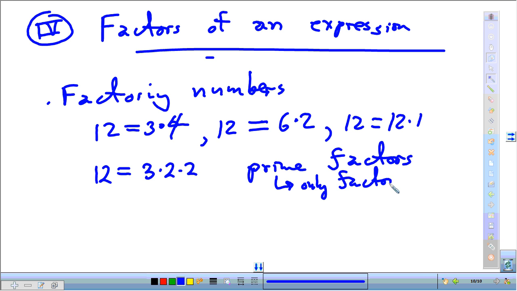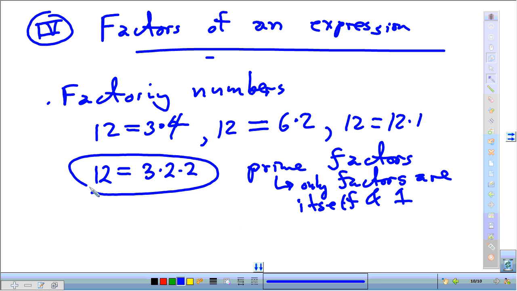A prime number has only one way to be factored. That would be itself and 1. So the only factors of 3 are 3 and 1, of 2 are 2 and 1. So if we go to a prime factorization, then there's only one way to do it. In terms of prime numbers, 3, 2, and 2 is the only way to factor 12.